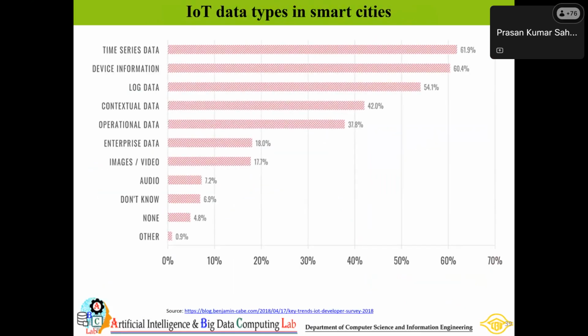And those data volume is huge. As you can see here from the smart city, the time series data is around 62%. Then device information data, log data, contextual data, and operational data. There are different data: image, video, audio. There are several types of data generated from the smart cities. And this is just the normal survey of the data which are generated from the smart cities.